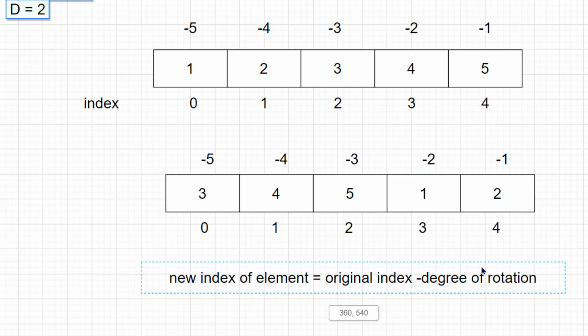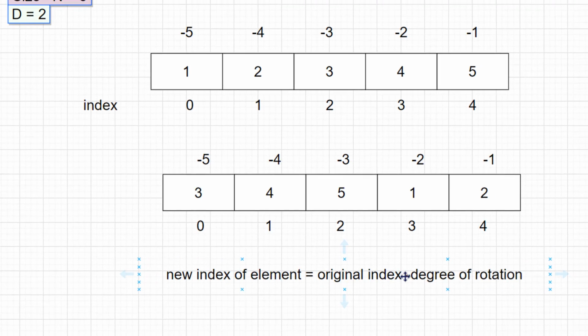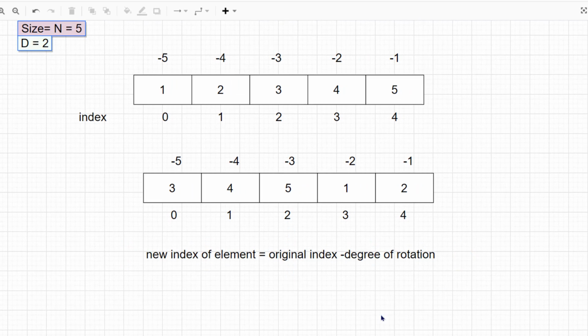So this is the formula. The new index of the element is equal to original index minus the degree of rotation. And how did this formula come? It's very simple. It's just normal common sense how this formula came.